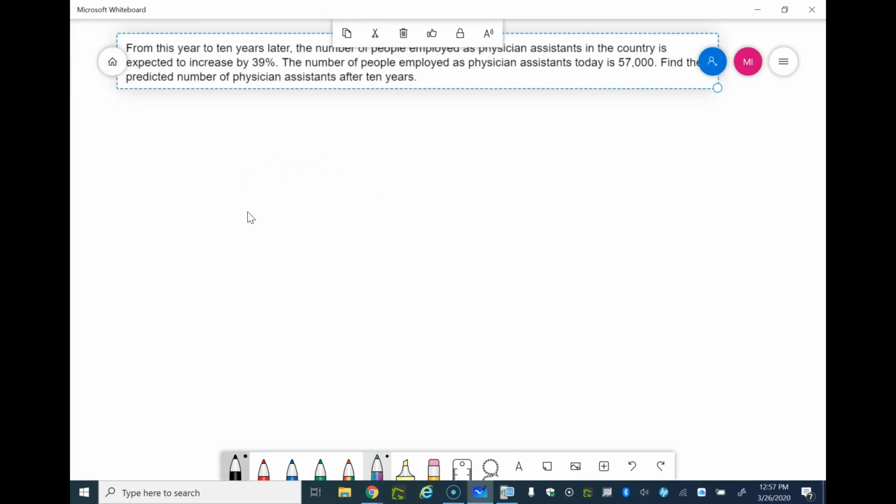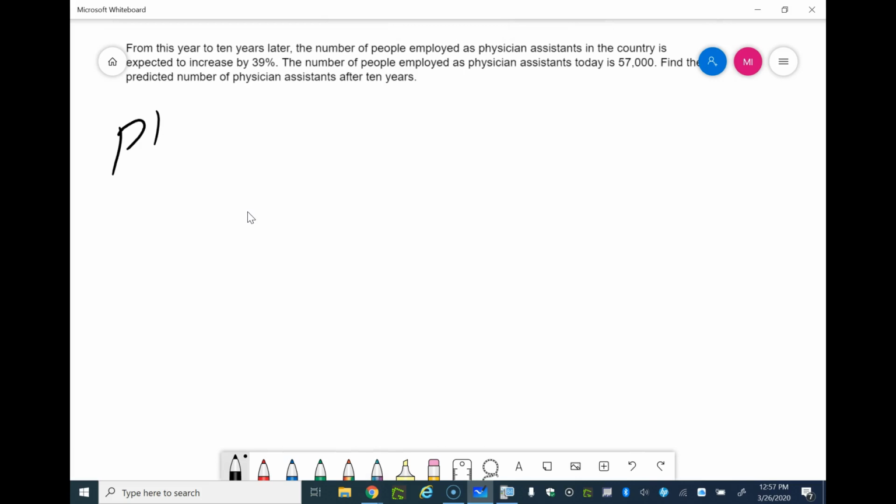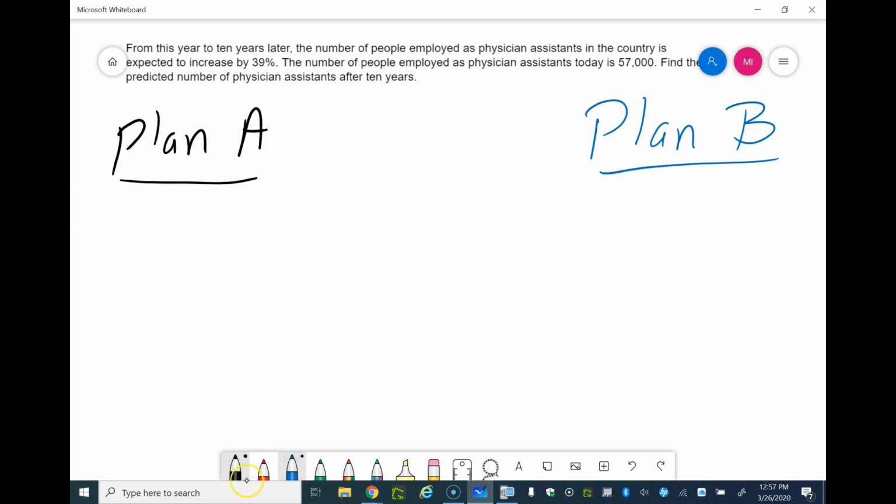Let's go ahead and set up our proportion. And remember, we're going to do our plan A, and then we're going to do our plan B. So for plan A, we're going to put 39, that's our percent. 100 goes in the bottom left-hand corner. We have 57,000 that we're not sure about.